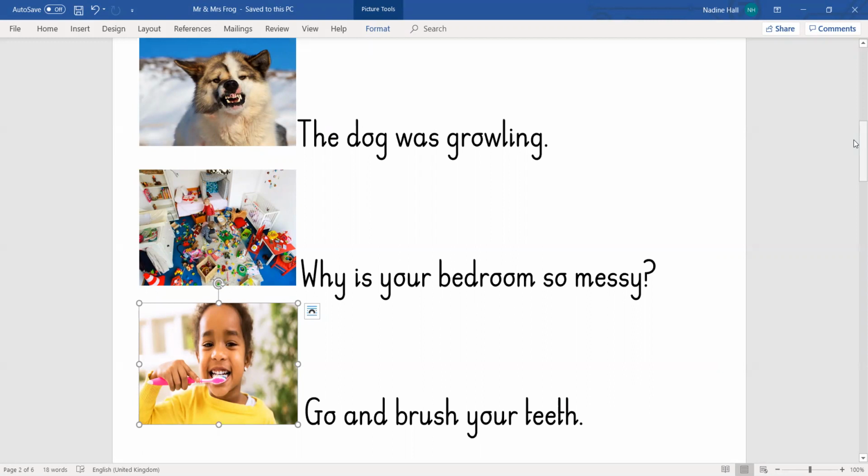The last one is a command. Go and brush your teeth. Commands are sentences that tell someone to do something. They usually start with an imperative verb. We might call this a bossy verb, and they usually end with a full stop or an exclamation mark, depending on how bossy you want to be.